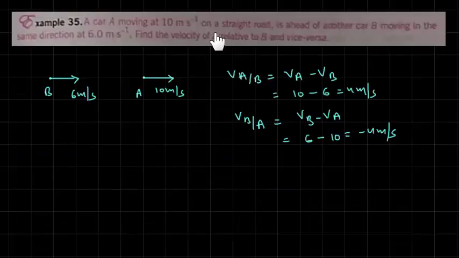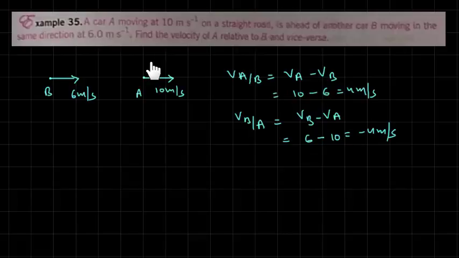A car is moving at 10 meter per second on a straight road, ahead of another car moving in the same direction. So this car is ahead and it's moving at more velocity. Find the velocity of A relative to B and vice versa. So velocity of A relative to B is Va minus Vb.